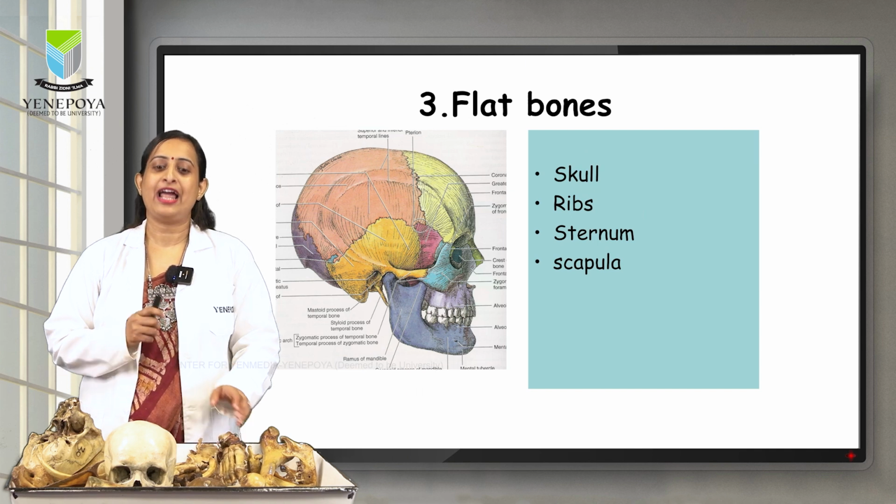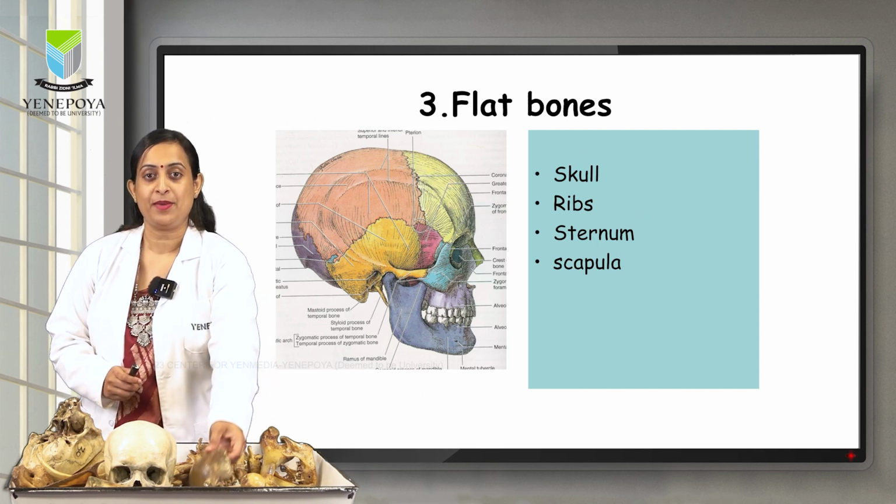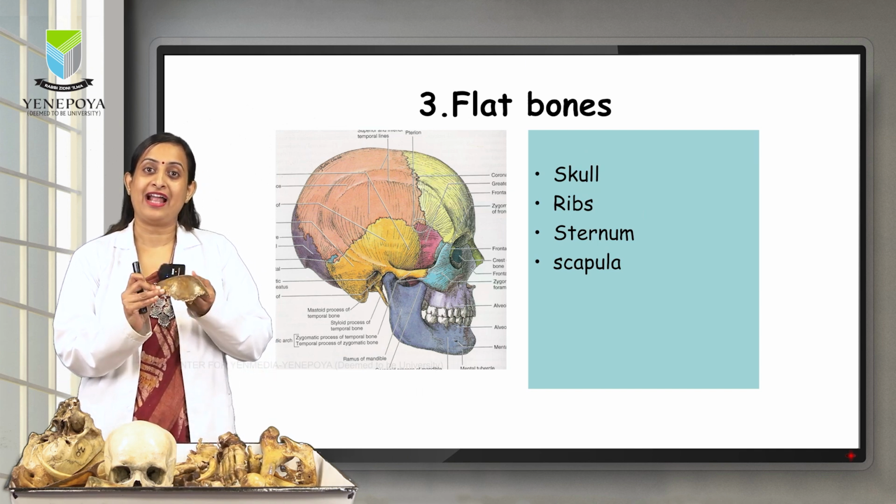Third type is flat bones. These are flatter in shape. We can see here they are flatter in shape.